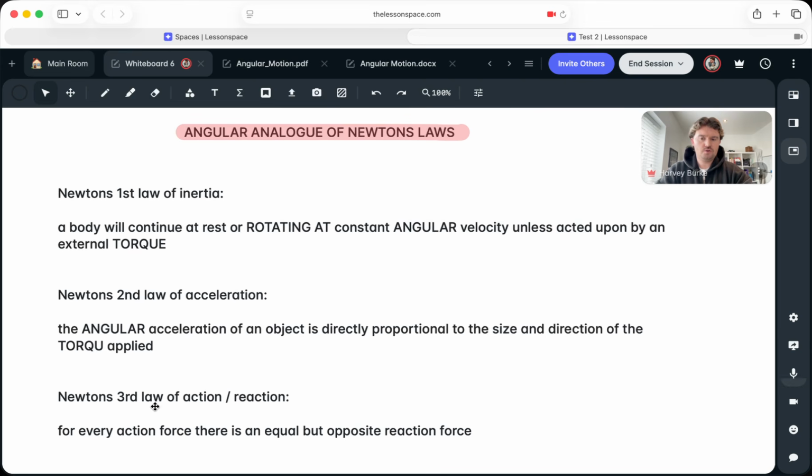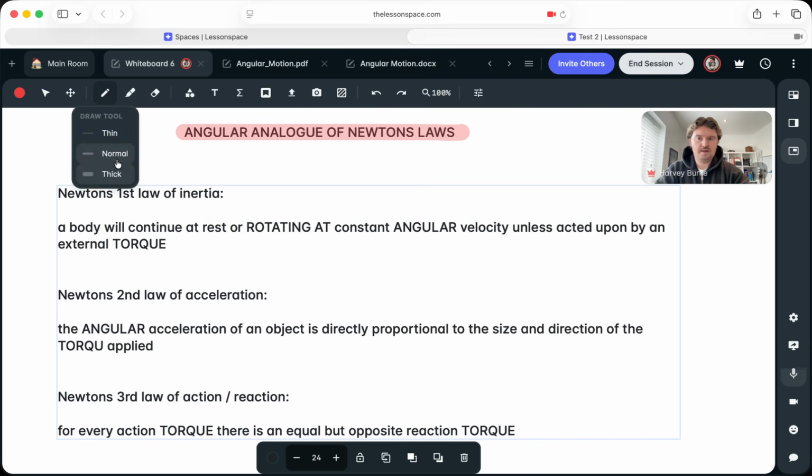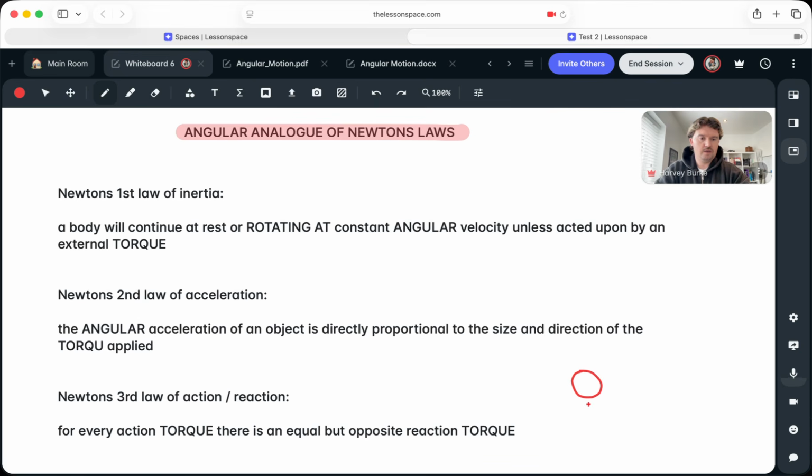And finally, Newton's third law of action-reaction normally states that for every action force, there's an equal but opposite reaction force. So all we have to do here is say, for every action torque, there is an equal but opposite reaction torque. And you can pretty much apply this the same way as you would have done for linear motion. So you could say that the ice skater applies an action torque downwards into the ice, and the ice applies an equal but opposite reaction torque upwards on the ice skater, causing them to rotate into the air. So that is everything on angular motion.